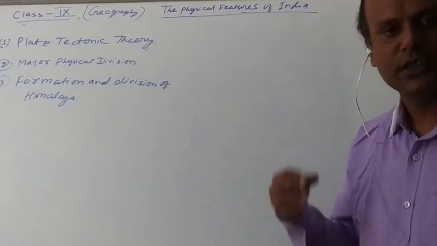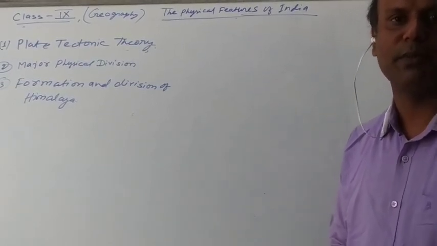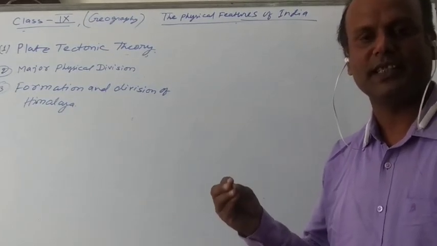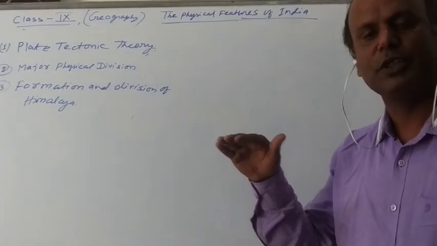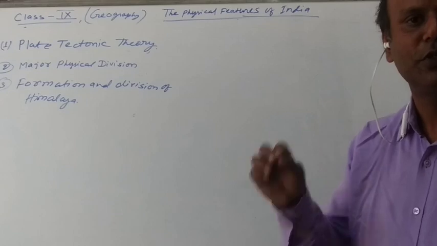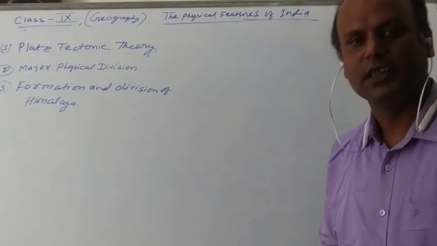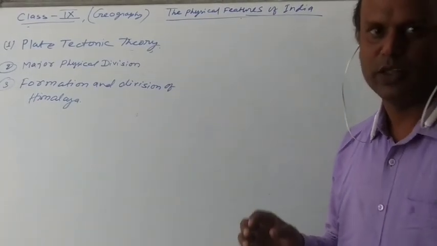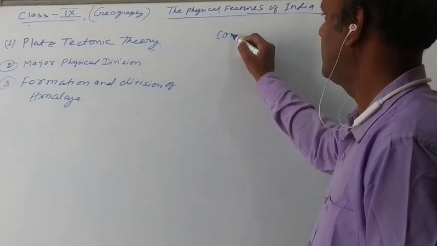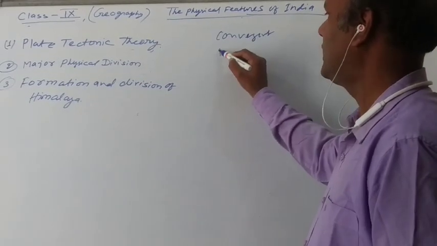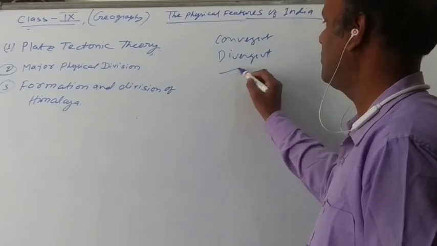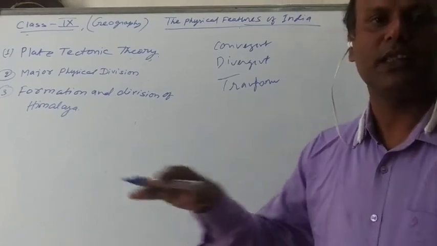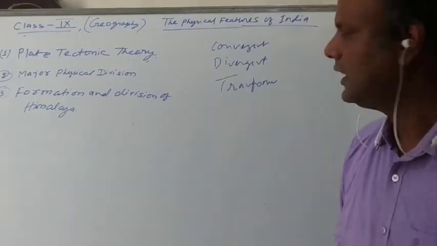Plate tectonic theory. According to this theory, our Earth is made of 7 major plates and a few minor plates. These plates move in various directions, and the names of these movements are convergent boundary, divergent boundary, and transform boundary. These are the three types of boundaries where the plates move in different directions.